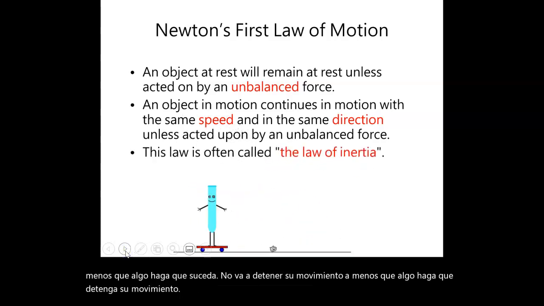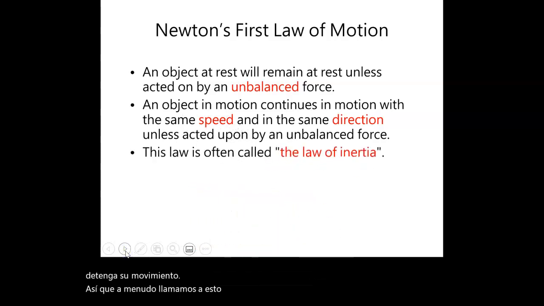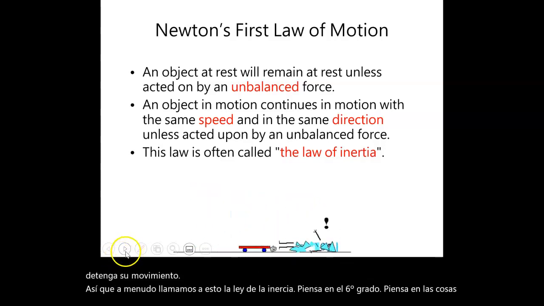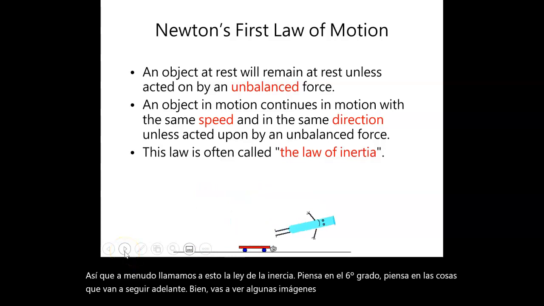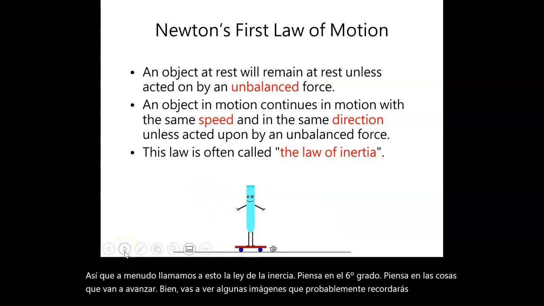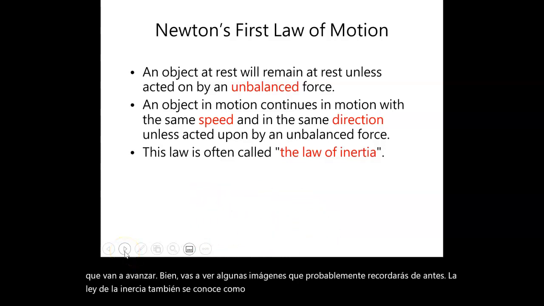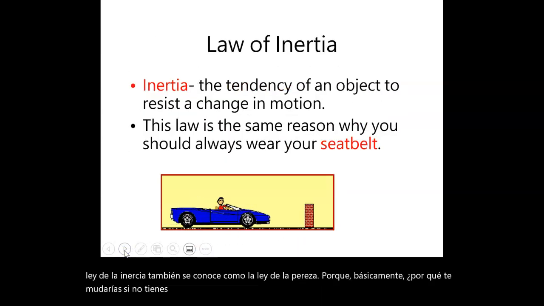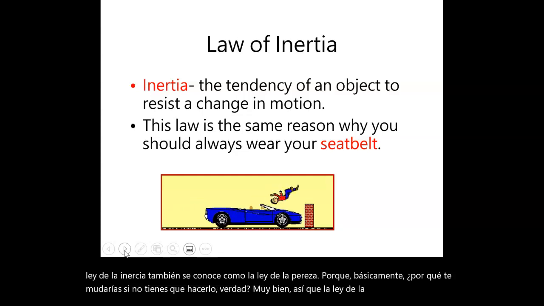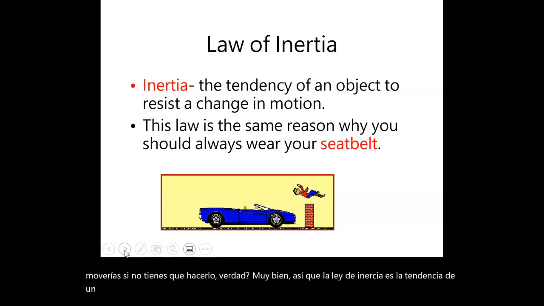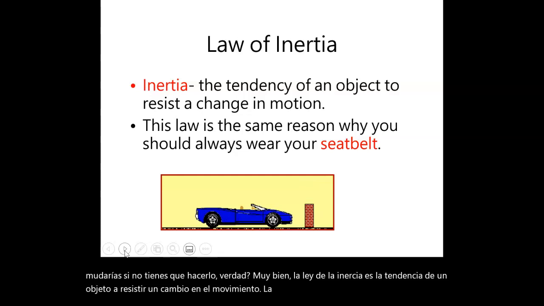So we often call this the law of inertia. Think back to 6th grade, think about things moving forward. You're going to see some images that you will probably remember from before. The law of inertia is also known as the law of laziness because basically, why would you move if you don't have to, right? The law of inertia is the tendency of an object to resist a change in motion. Inertia wants to continue down a straight path, moving straight forward.